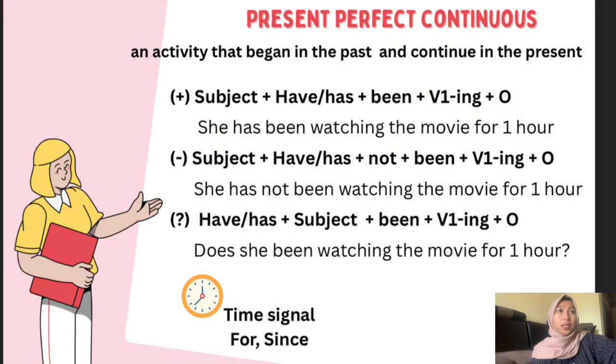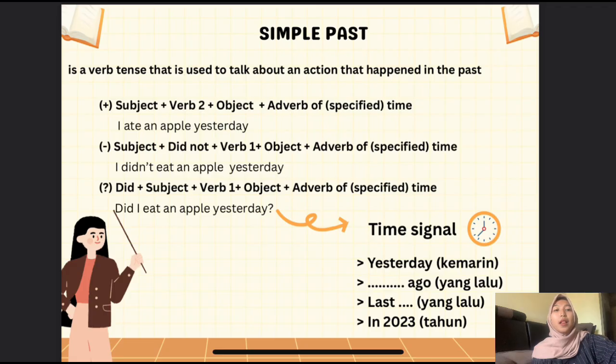We move to another tenses. Okay, simple past. Simple past is to talk about an action that happened in the past. Nah, jadi kalau simple past ini adalah suatu aksi yang sudah terjadi di masa lampau. In the simple past, we use verb 2, kata kerja bentuk kedua. You can see the formula here.